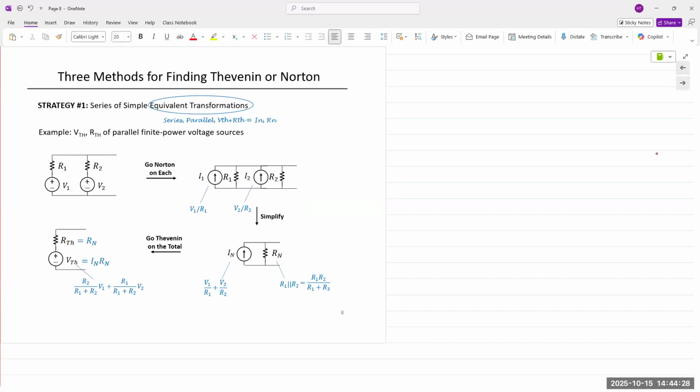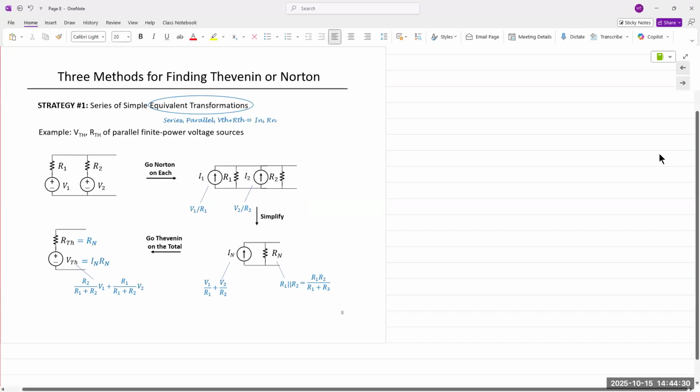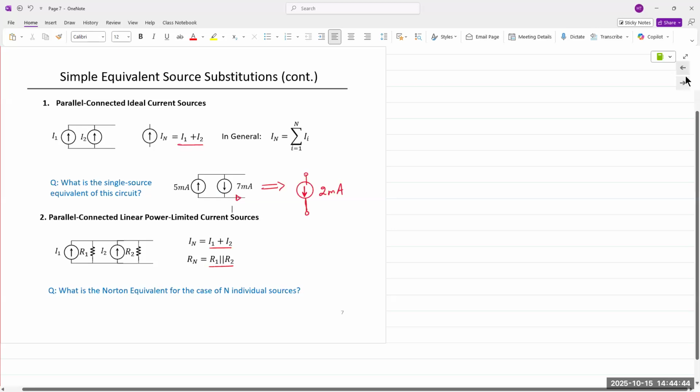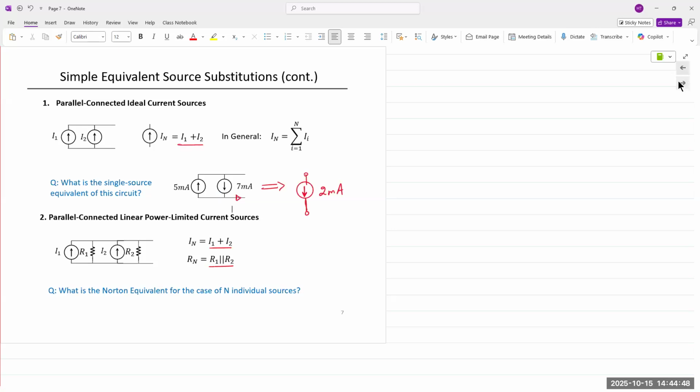All right. So methods for finding Thevenin and Norton equivalents. And we're still writing the previous. All right, let's take a pause. Let me know if you have any questions thus far.